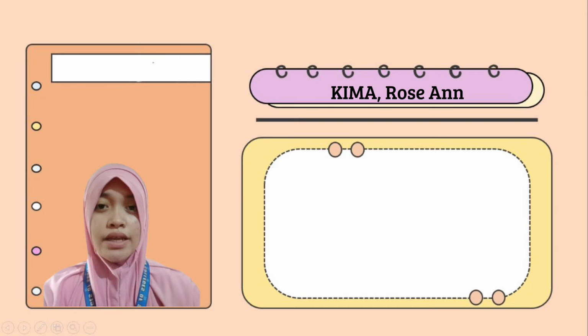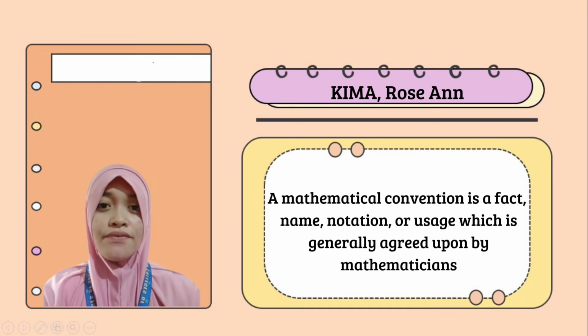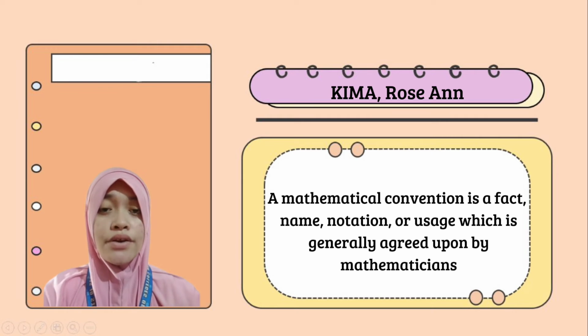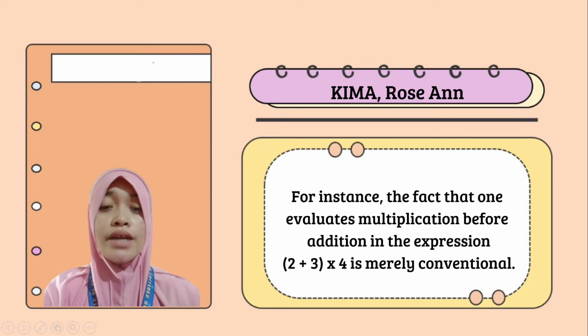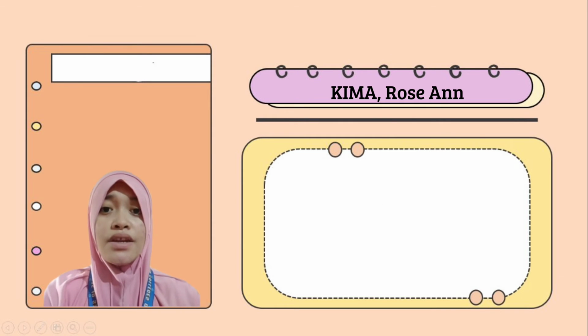Mathematical convention. A mathematical convention is a fact, name, notation, or usage which is generally agreed upon by mathematicians. For instance, the fact that one evaluates multiplication before addition in the expression 2 plus 3 times 4 is merely conventional. There is nothing inherently significant about the order of operation.